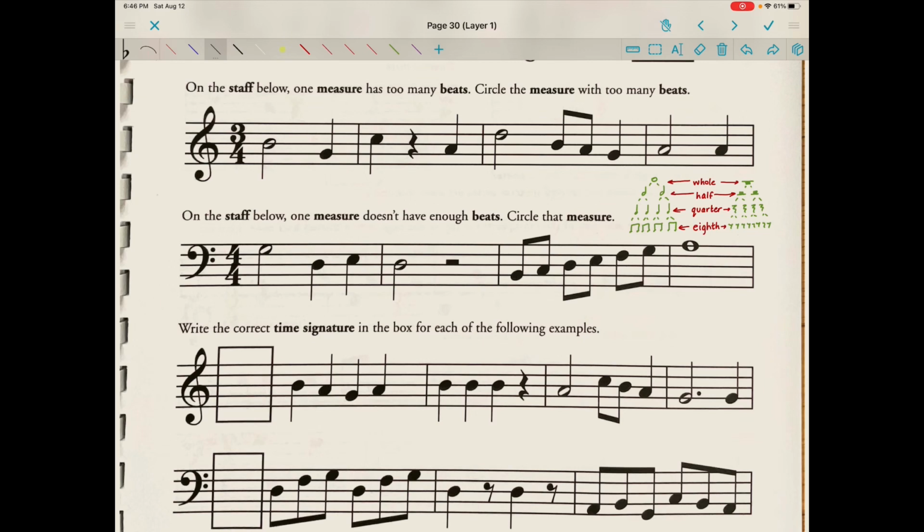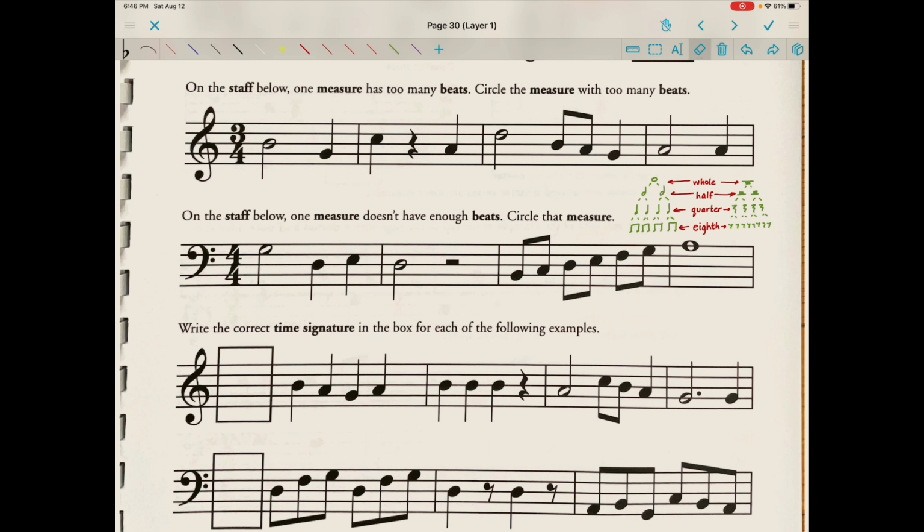We are returning to Unit 2, which is our rhythm unit, Lesson 6 on time signatures, and we should be finishing up today. You'll notice I've taken the liberty of drawing the note and rest value pyramids so that I'll have that to work with when it's time to decode our information. Don't hesitate to use tools like that, especially for the first while, as we really have to consciously decode things at first. All right, so it says on the staff below, 1 measure has too many beats. Circle the measure with too many beats.